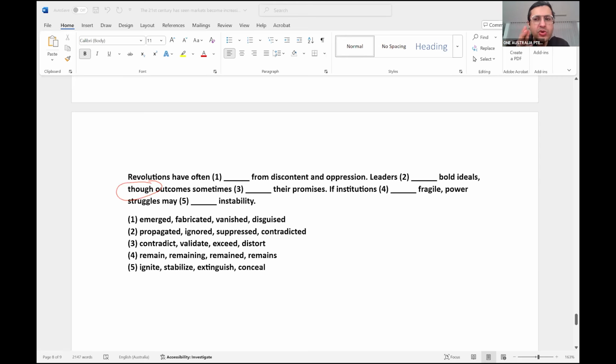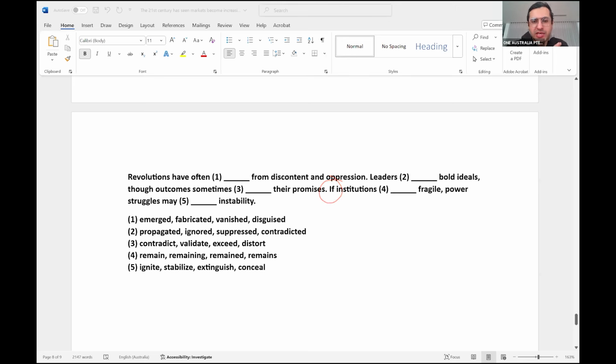What is the meaning of though? Though is like but. Though outcomes sometimes dash their promises. Contradict. Yes, contradict. What happens is not what they promised. They promised a new road, but still the road is very old and damaged.